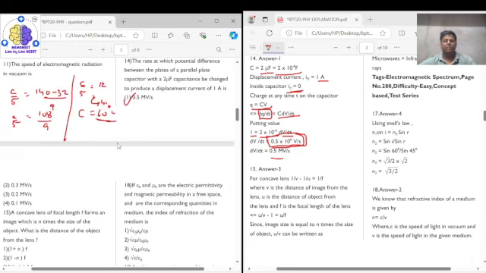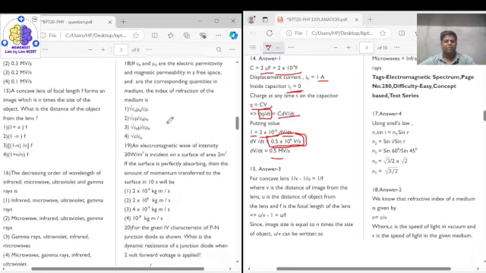Yes, this is the rate of change of potential, the rate at which the potential difference between the plates of the parallel plate capacitor changes to produce a displacement current of 1 ampere. Okay, now coming to question number 15.